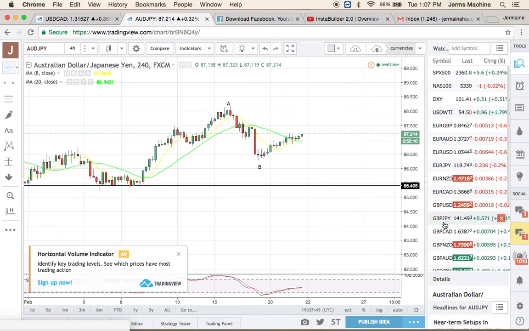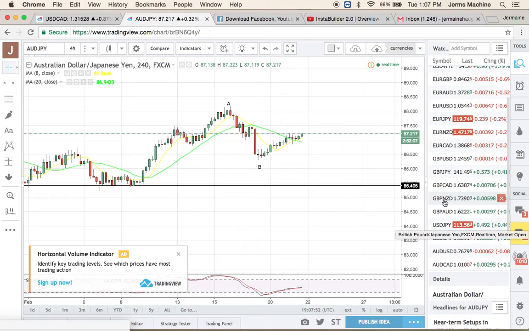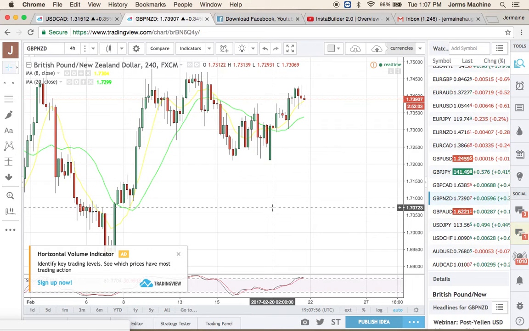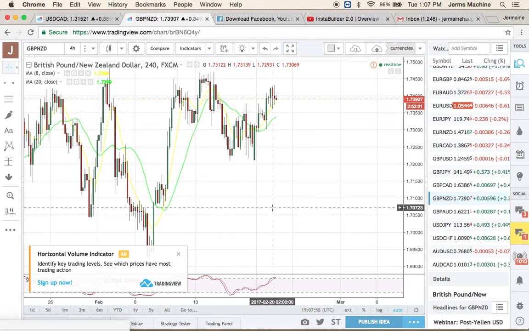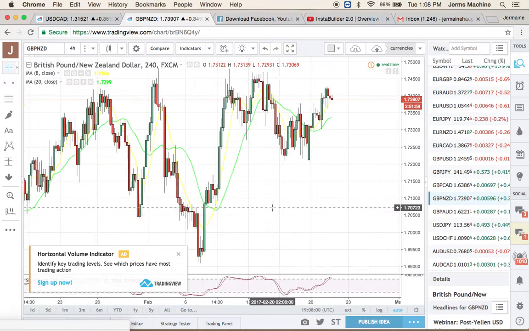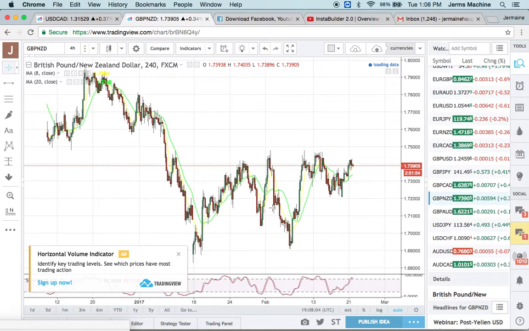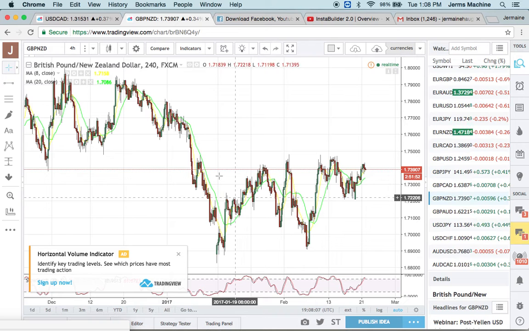I'm actually just going to look at another example. I'm just going to pick a random pair and see if we can find any example of Fibonacci right now. Oh, okay, here we go. And your eyes are going to start getting trained to see this stuff as it happens.